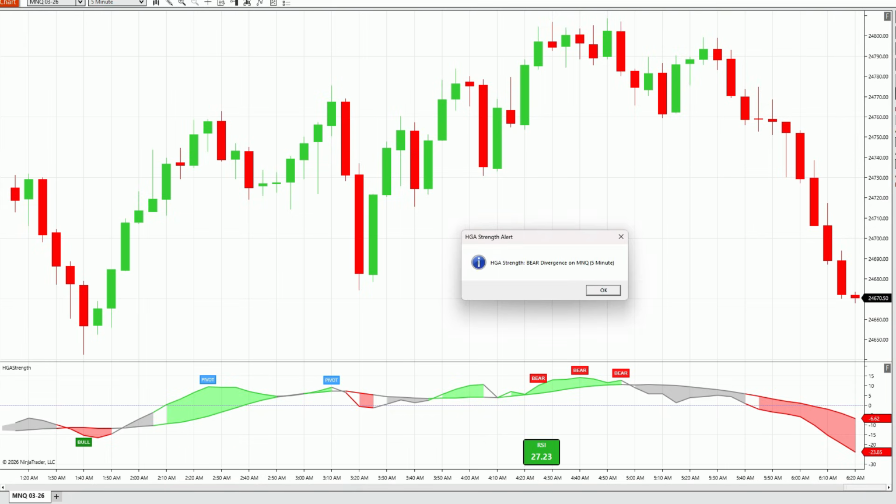It also comes with pop-up alerts and sound alerts, and you can turn these on and off. You can have them just for the pivots, or you can have them for the divergence of the bulls and the bears. And then you can click off of these.